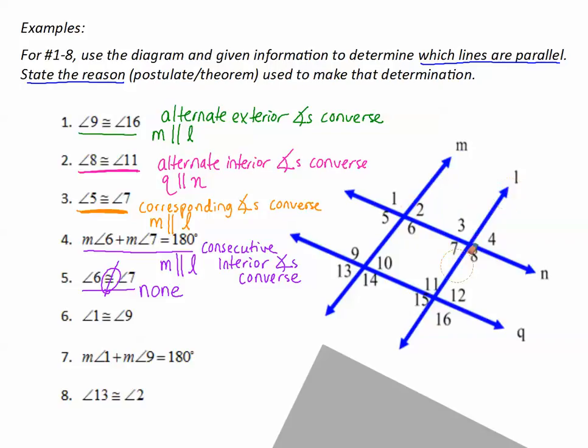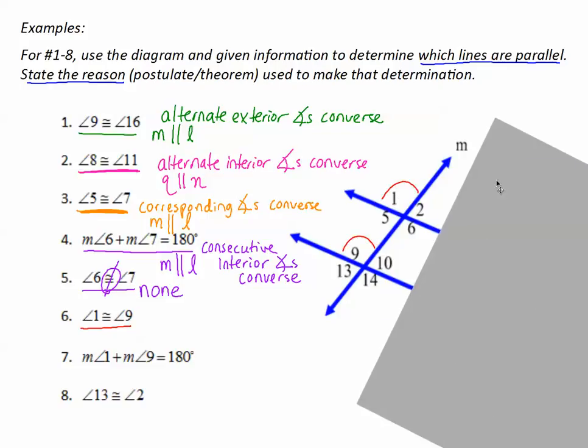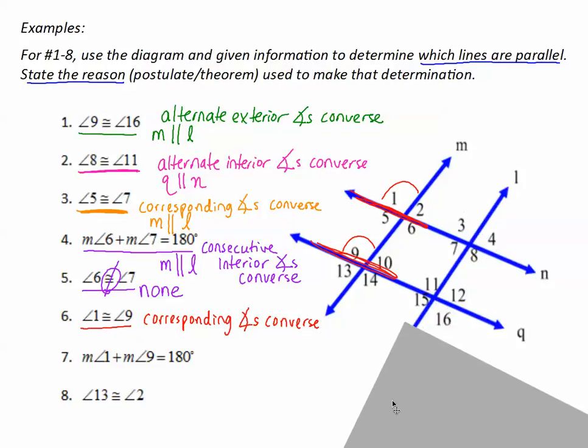Okay, I'm going to do the next few a little quicker. Let's see how you do with them. Angles 1 and 9. Where are they? 1 and 9. Corresponding angles. Can you tell without covering it up? Cover it up. These are the two lines that we're looking at here. This line and this line. Those are corresponding angles. Corresponding angles are supposed to be congruent. So by the corresponding angles converse, we have parallel lines. Which ones? N and Q. So I'm going to say N is parallel with Q.